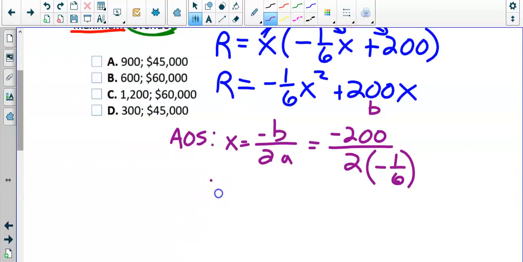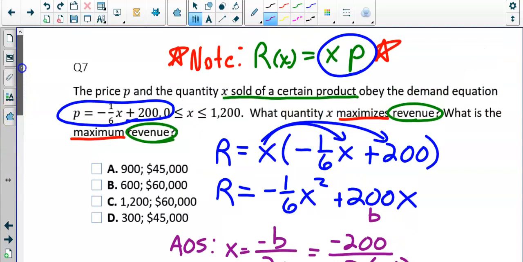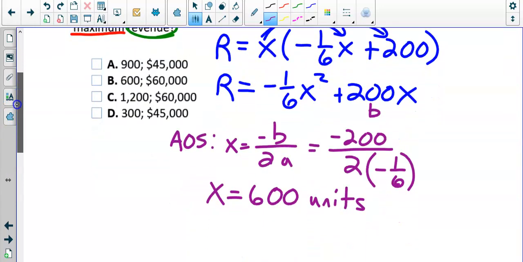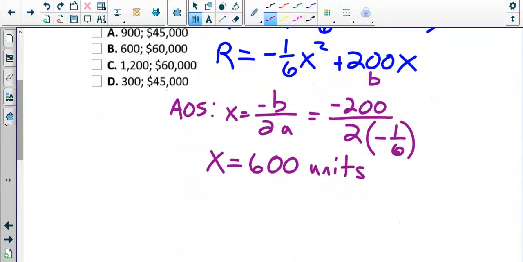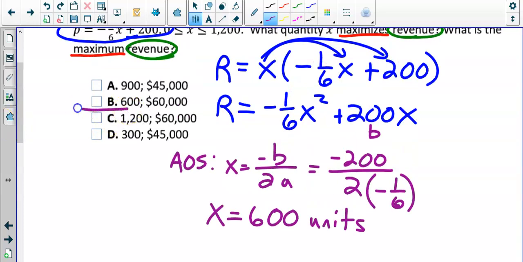And so that means that we sold 600 units, whatever those units are. I don't think it tells us up here. Nope. So if I sell 600 units, that maximizes my revenue. And so that leads us to what answer? B.